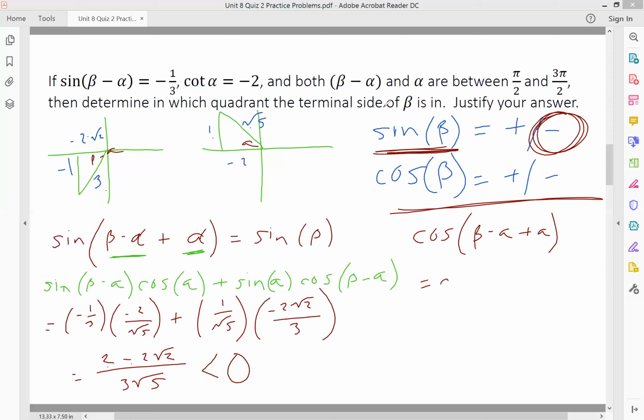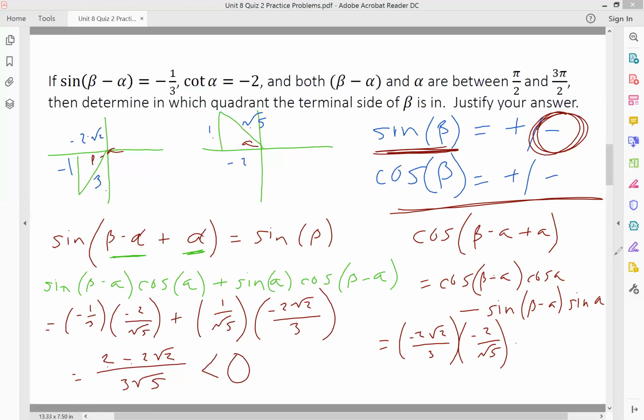So we're going to end up doing that, and you should get cosine of beta minus alpha cosine of alpha minus sine of beta minus alpha sine of alpha, which is negative 2√2/3 times negative 2/5 minus negative 1/3 times 1/5. That ends up simplifying. Negative times a negative is positive, so I get 4√2. And then we're subtracting a negative number, which is the same as adding 1. So we have a positive plus a positive, which is going to be a positive.